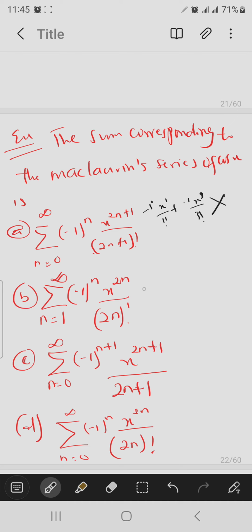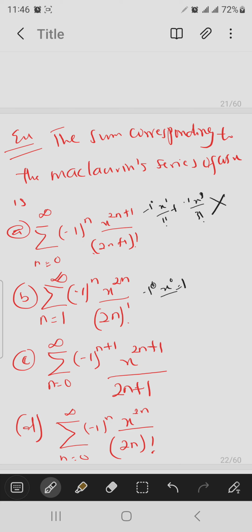You must all know already. When x equals 0, you now have minus 1 to the power 0, so you get x to the power 0. x to the power 2 times 0 will be 0, over 2 times 1. Just leave this. This one is going to be 1.